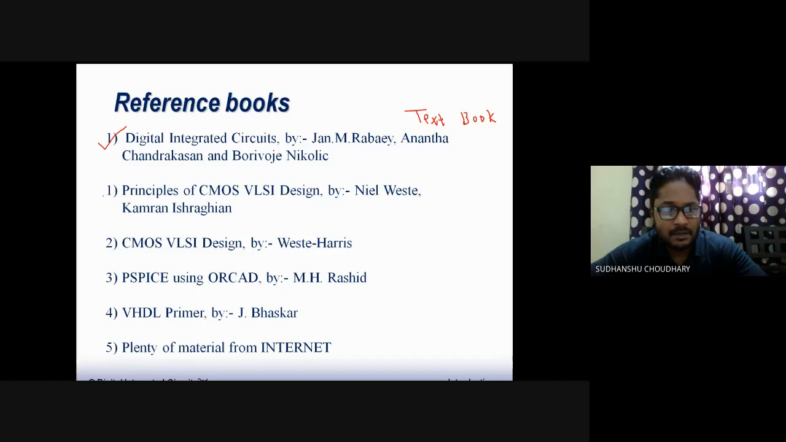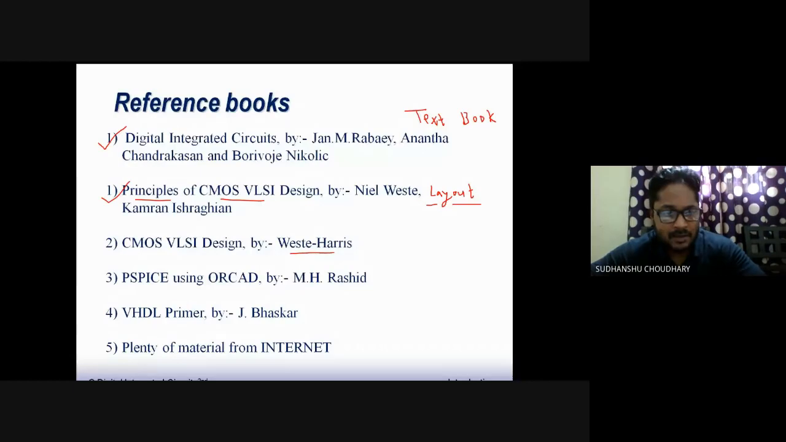Then apart from this book, we have some reference books also. For example, this one, Principles of CMOS VLSI Design, by the authors Kamran Eshraghian and Neil Weste. It's also a very good book, especially on the layouts part. How to draw the layout and the existing techniques have been discussed very deeply in this book. Another reference book could be CMOS VLSI Design by Weste and Harris.